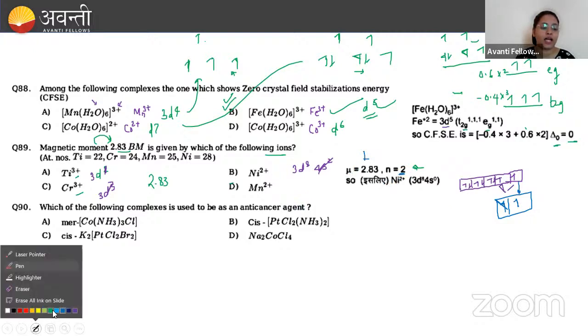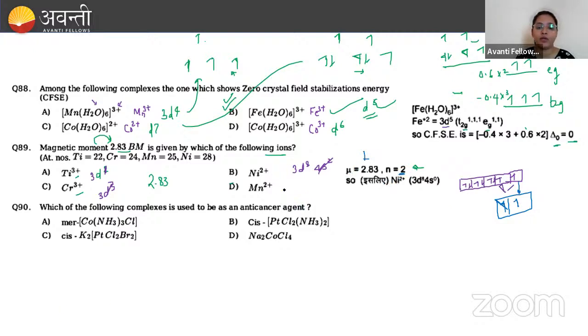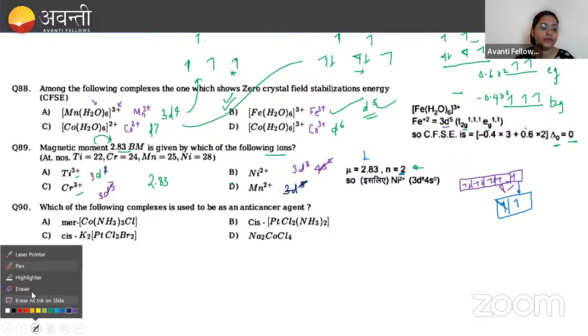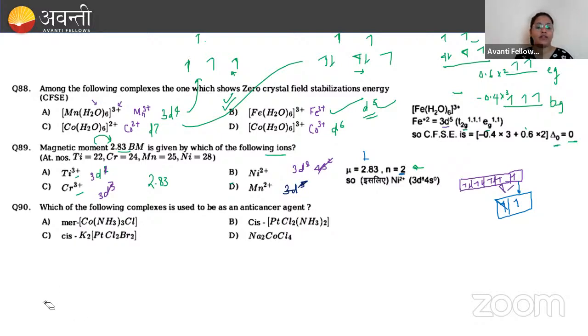When we talk about another ion, Mn2+, it is having 3d5, so it has 5 electrons in its outermost orbit. So that is not correct. Our answer will be option B. Yes, everyone? Any doubt in this? So for question 89, option B is the correct answer.